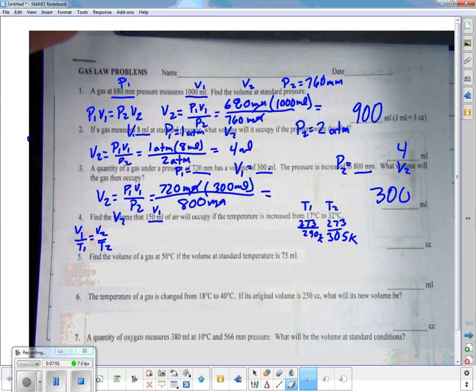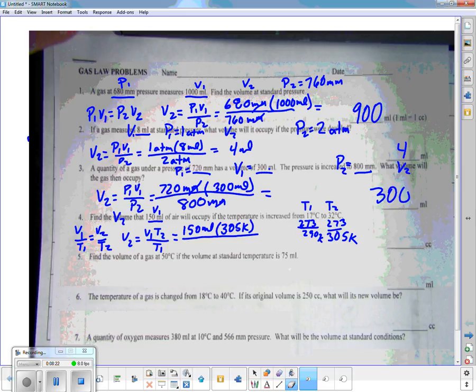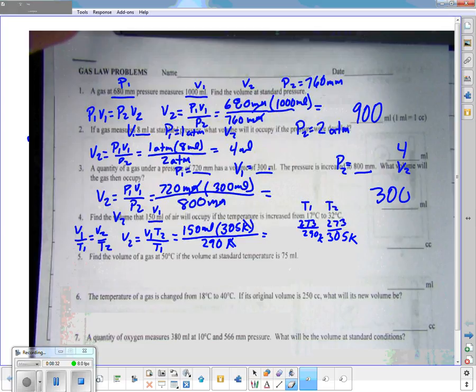All right, so I am looking for V2, so I'm going to rearrange it because I like to rearrange first: V1 T2 over T1. Plugging in 150 milliliters, and you're going to want to write these out. Don't just assume that the reader knows what you're doing, because half the time we have no clue, and we can't assume anything. You've got to tell us everything. Okay, 290, K's go out.